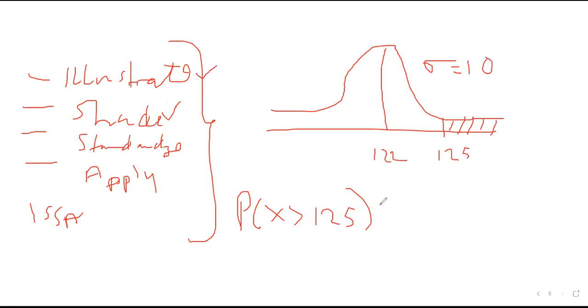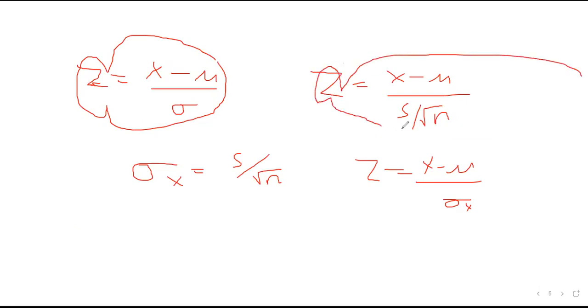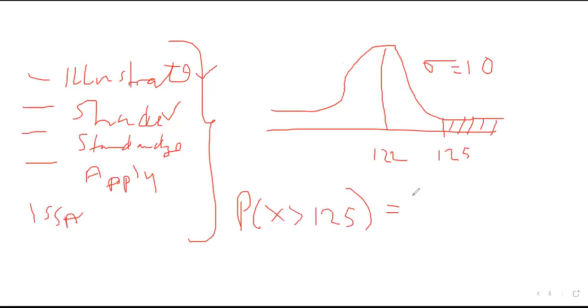Now step 3, standardize. So this, we need to standardize it. We only use this formula when you're given n. If you're not given n, you use this formula here. This one, given n. So in this case, we're going to standardize. This is 125 minus 122 over standard deviation, which is 10. And our n was given, in this case, as what? Given our n as 16.